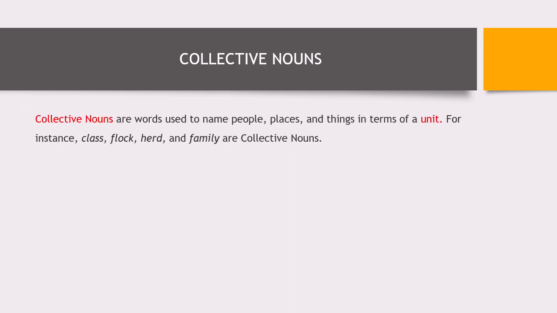Collective nouns. Collective nouns are words used to name people, places, and things in terms of a unit. For instance, class, flock, herd, and family are collective nouns.